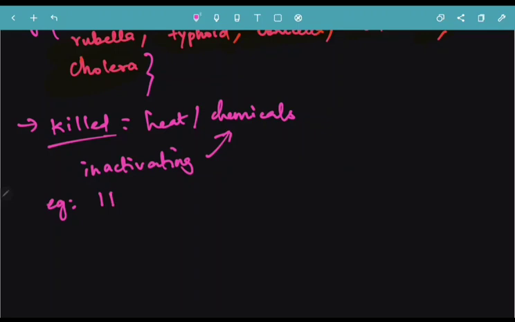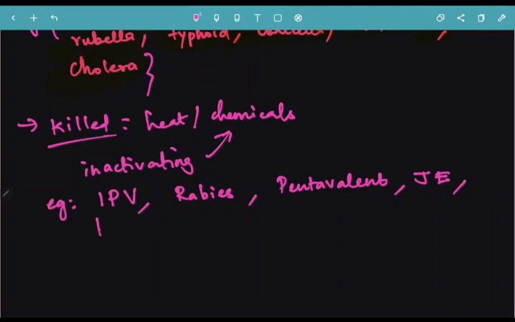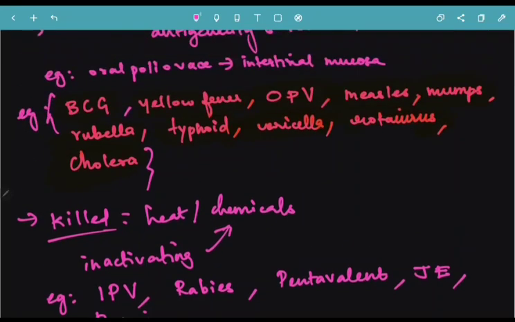First is the injectable poliovirus vaccine. Then you have rabies, which is also a killed vaccine. Your pentavalent vaccine is a killed vaccine. Japanese encephalitis is again a killed vaccine, and pertussis is a killed vaccine.